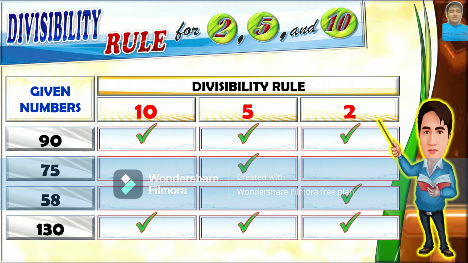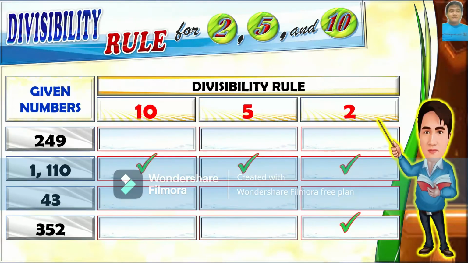As you can see, all the numbers that are divisible by 10 are also divisible by 5 and 2. So if the number ends with 0, meaning to say it is divisible by 10, 5, and 2. For example, 90 and 130. The number that ends with 5 is only divisible by 5 but not divisible by 10 and 2.